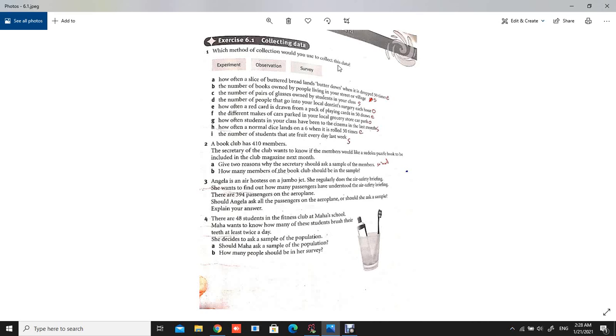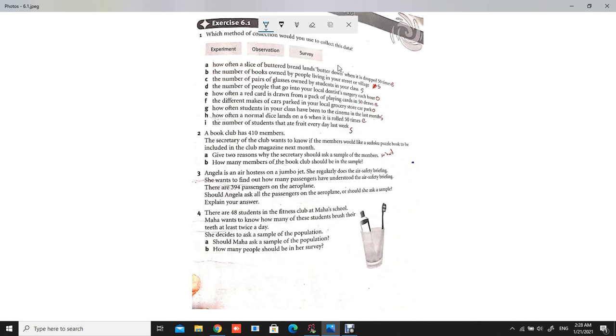Now all of you open your workbook, page 31. Now here, which method of collection would you use to collect this data? Experiment, observation, or survey? Choose.